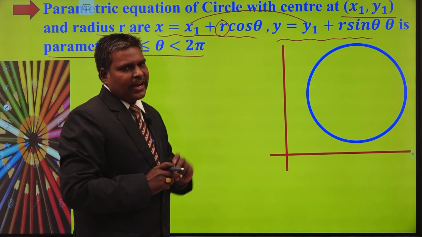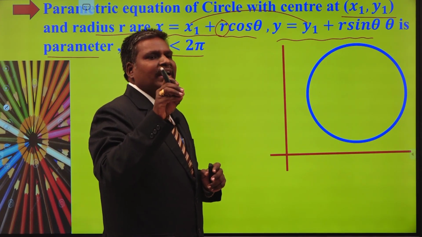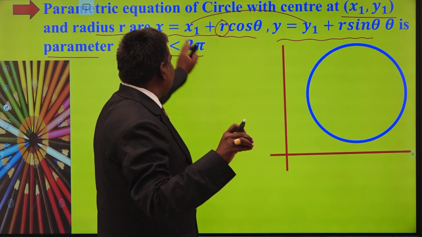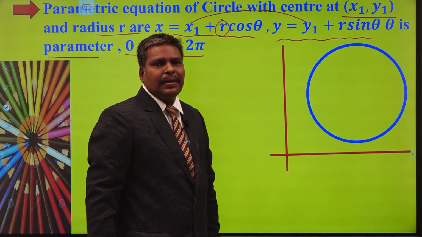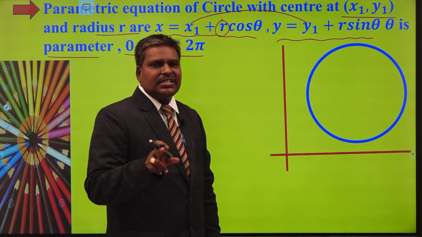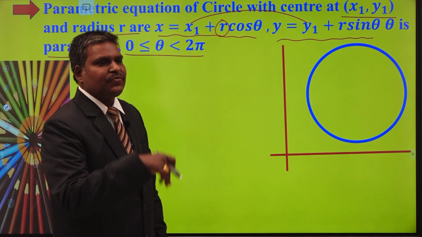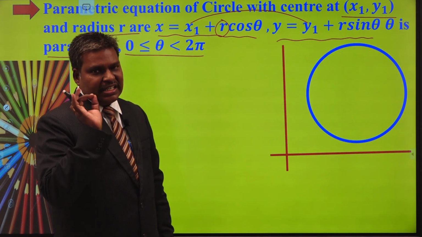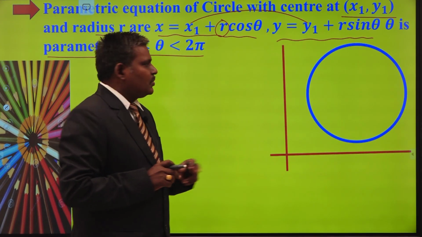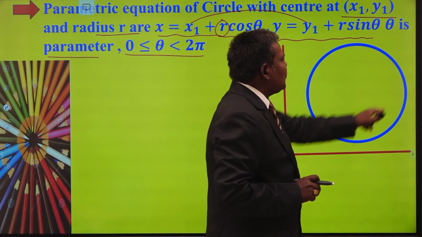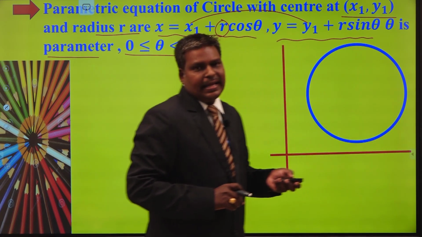You are going to find the coordinates of any point on the circumference of the circle, like x1 plus r cos theta, comma, y1 plus r sin theta. What is x1, y1? The center of the circle. What is r? The radius of the circle. Theta is the parameter that varies from point to point. That is the most important thing in parametric equations. What is your aim? You have to identify the general point on the circle in terms of center and radius.